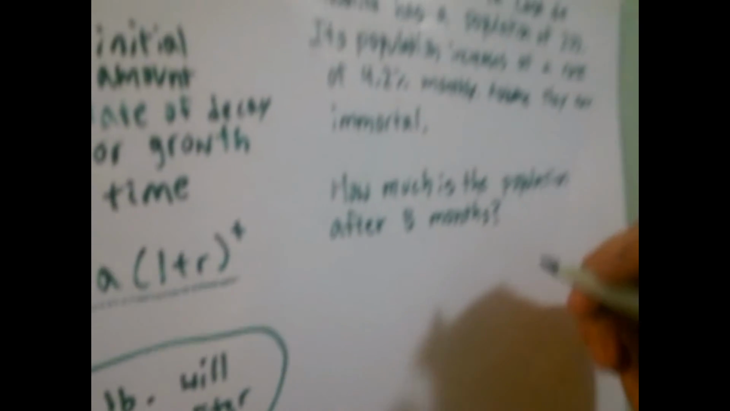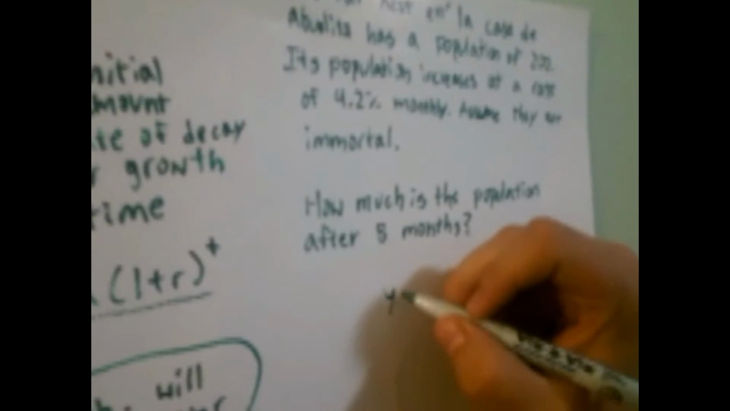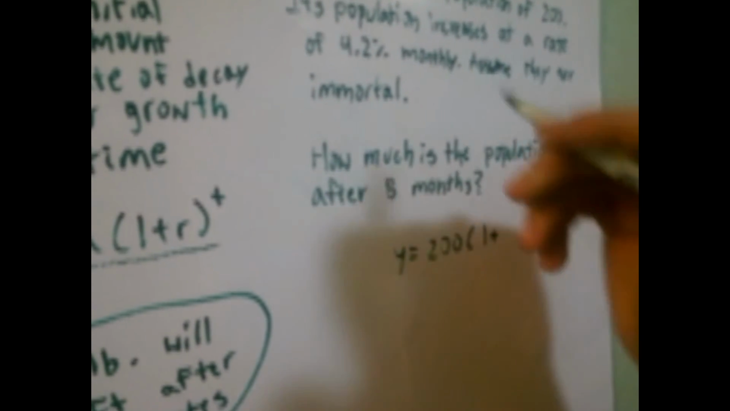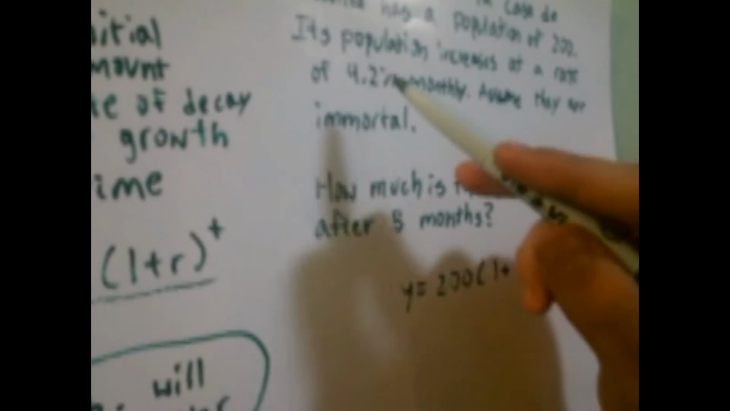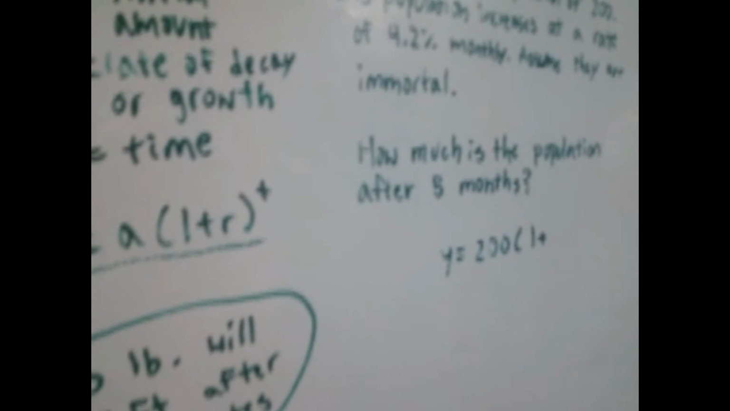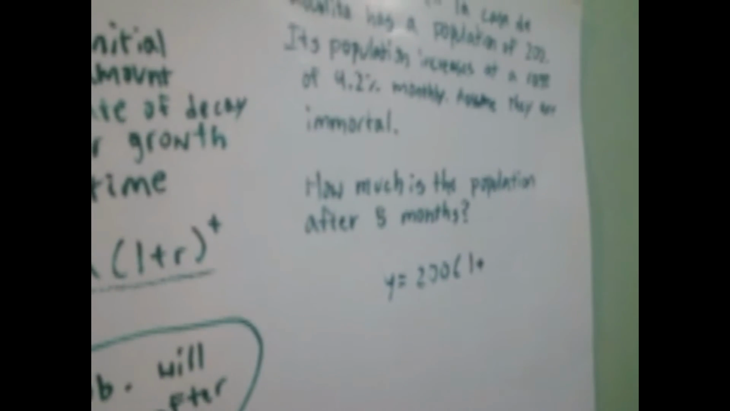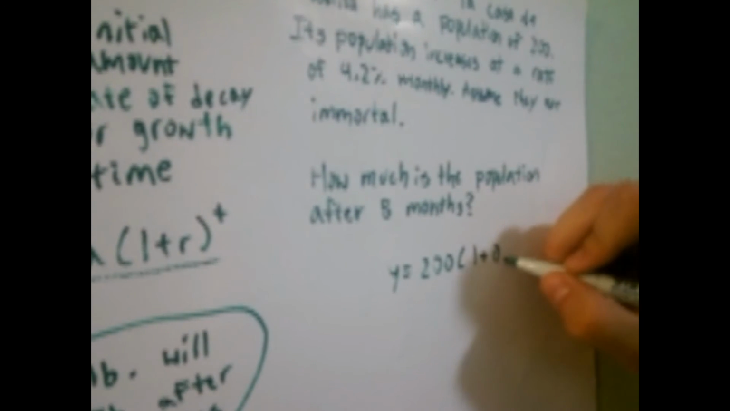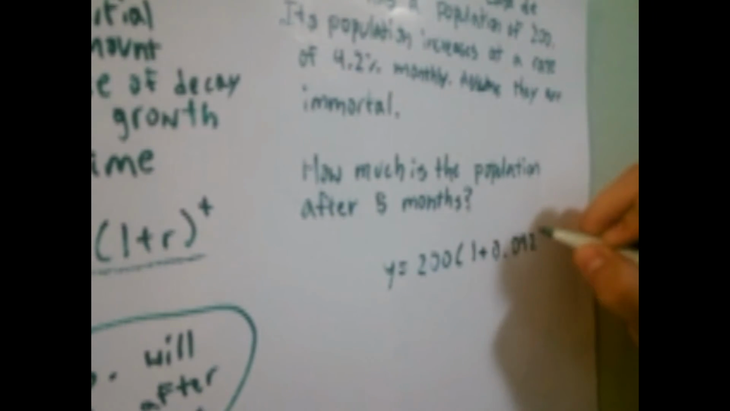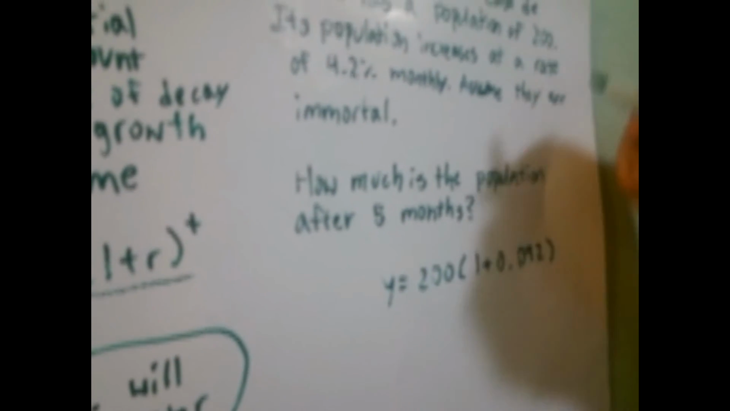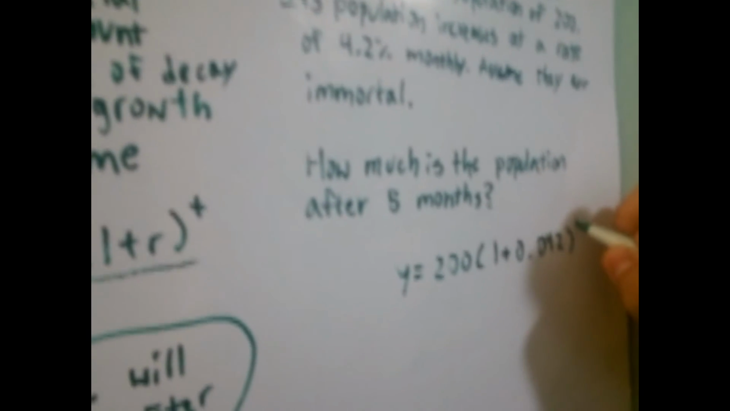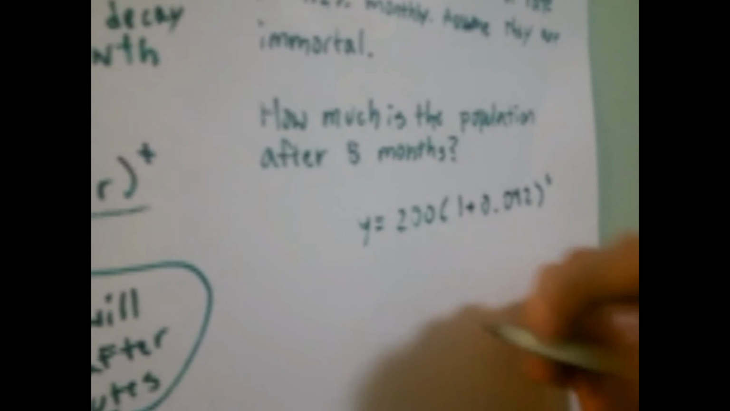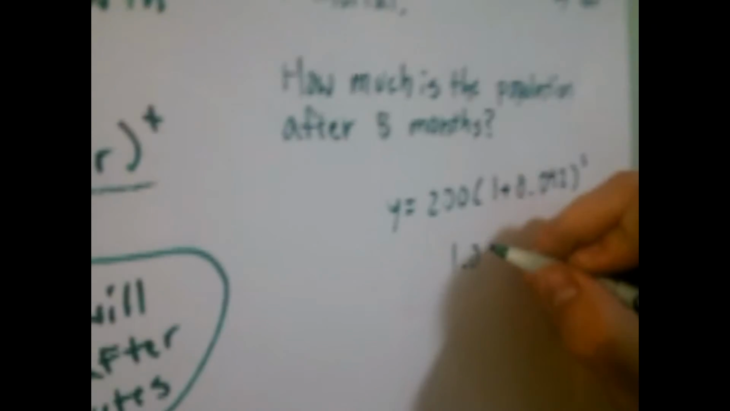So our initial value is 200. Our rate of growth is 4.2, but remember, you've got to turn that into a decimal by dividing it by 100. And T is 5. We're using months as a time unit for this example. And all we've got to do is simplify.